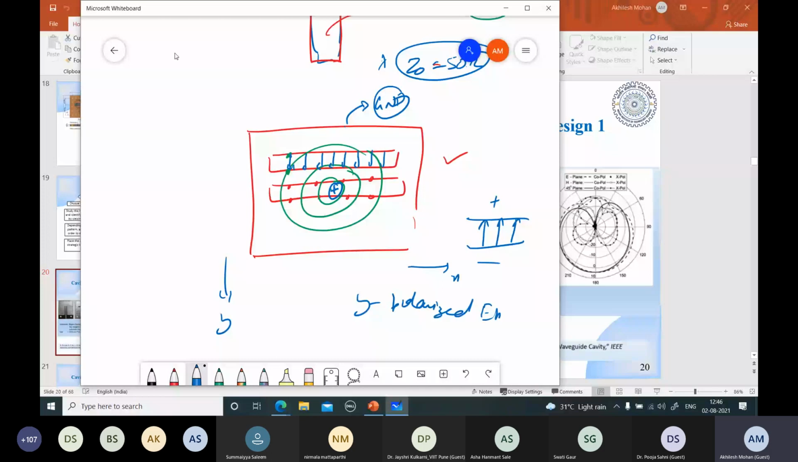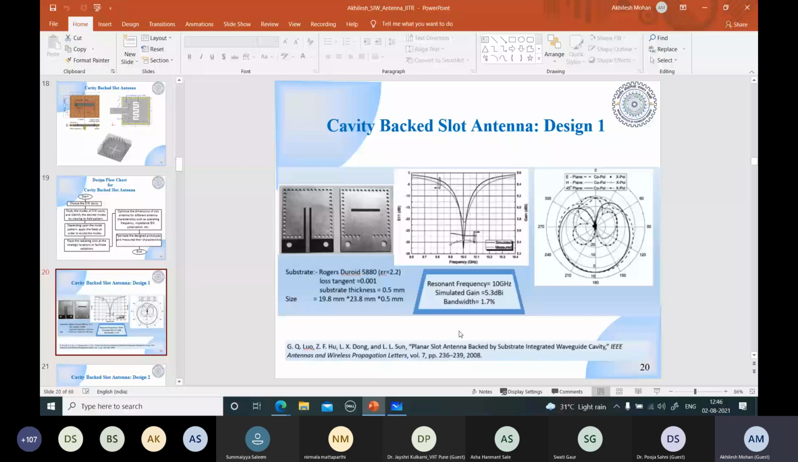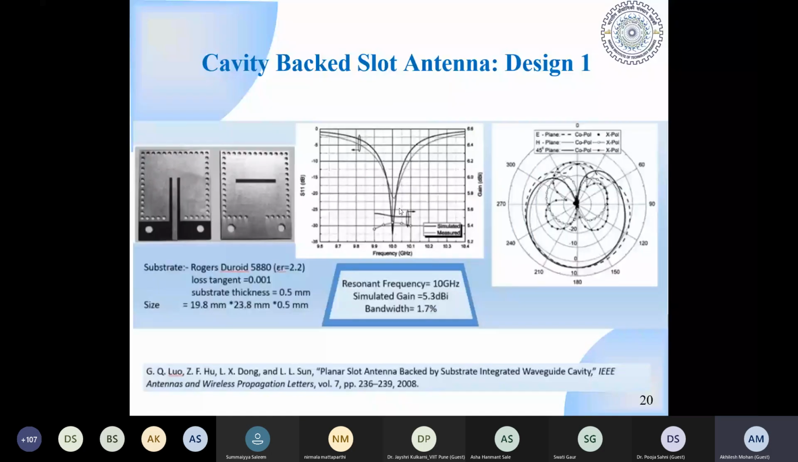In this way, this cavity will radiate. You can see from here also, in this structure they have not introduced the slot at the center of the cavity. They have introduced the slot at an offset from the center, because at the center it will not radiate. The feed line is there just to excite the particular mode.